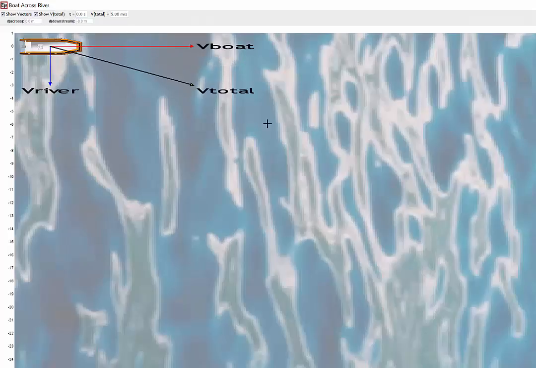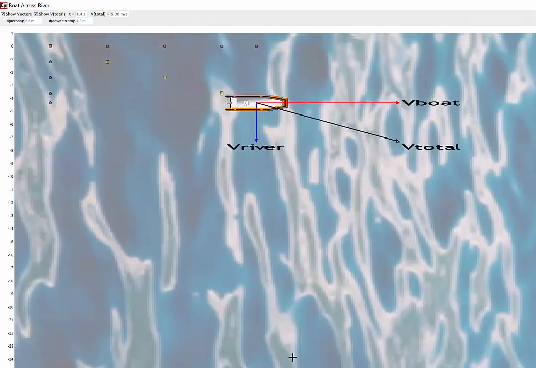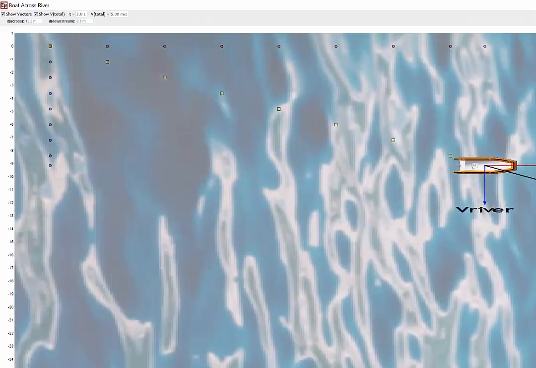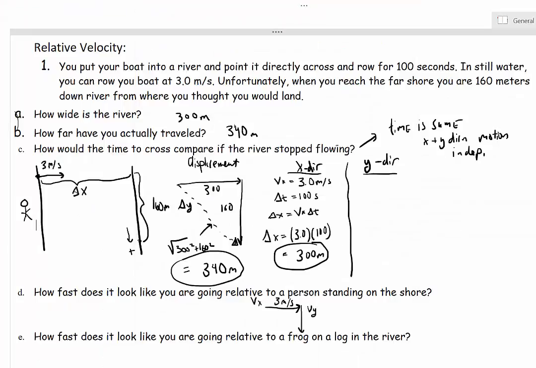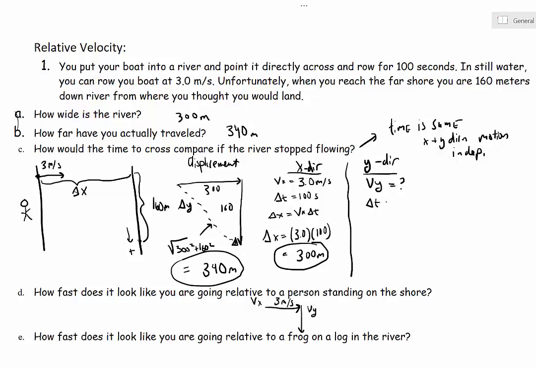That total, how fast it was actually moving, was depending on the horizontal and the vertical velocity at the same time. So I need to find the vertical velocity. I'm going to go over to my y direction side and find my y direction velocity, question mark. I know that it was going across the river for 100 seconds. The time was the same. My delta y, remember down the river I said was positive. We made 160 meters down the river.